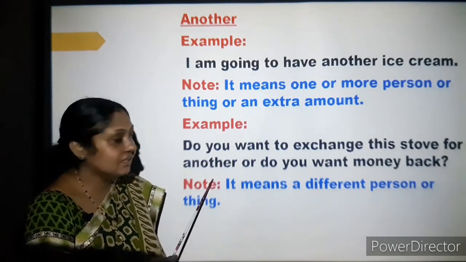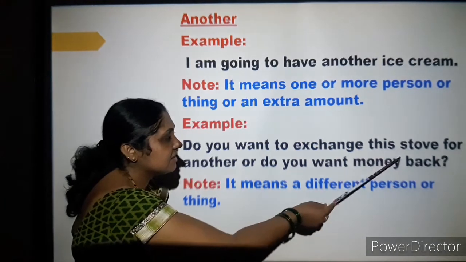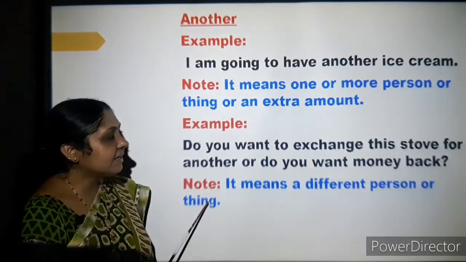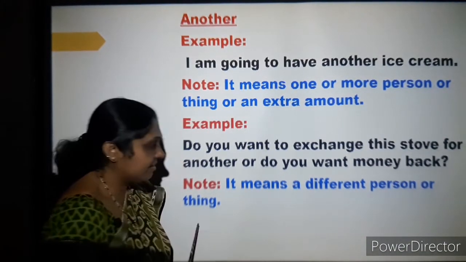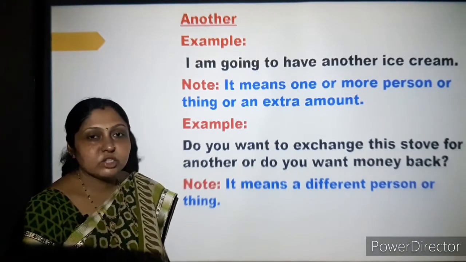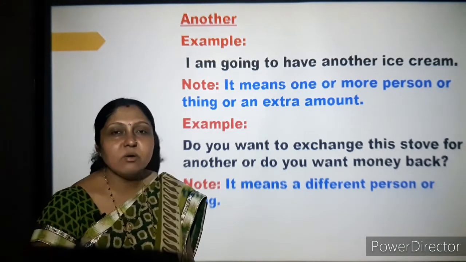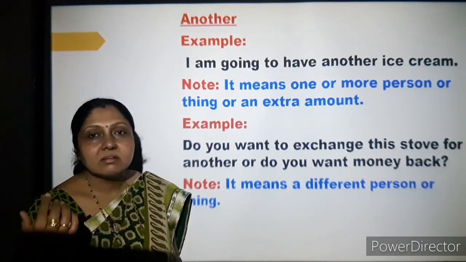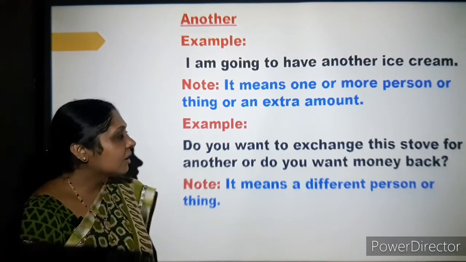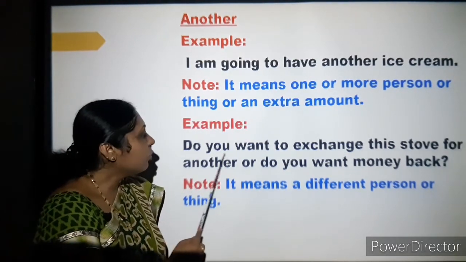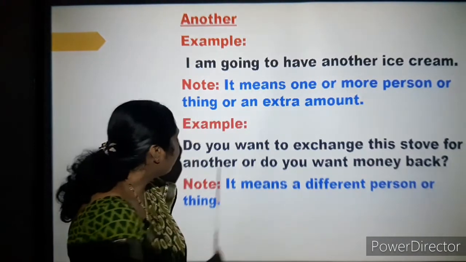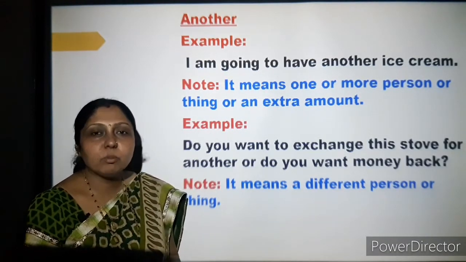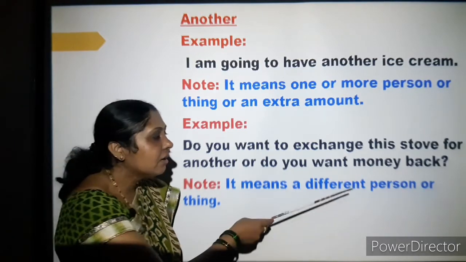Now, one more example. See here. Do you want to exchange this stove for another, or do you want money back? Here the meaning is a different person or thing. You are going to a shop, and there you want to exchange your stove for some other thing. You may want to buy one more stove, or you may want to buy a mixie or something else. So, the shopkeeper is asking you the question: do you want to exchange this stove for another, or do you want money back? Do you want some other thing? You want to buy another item, or do you want money back?